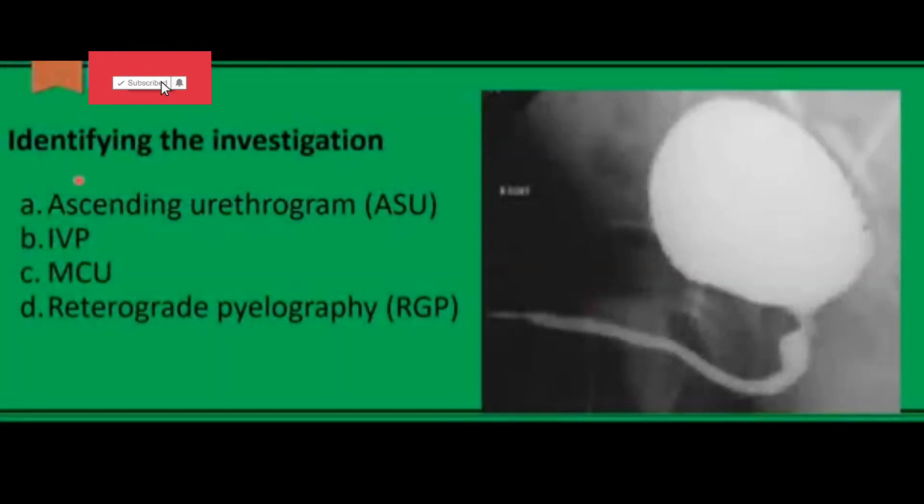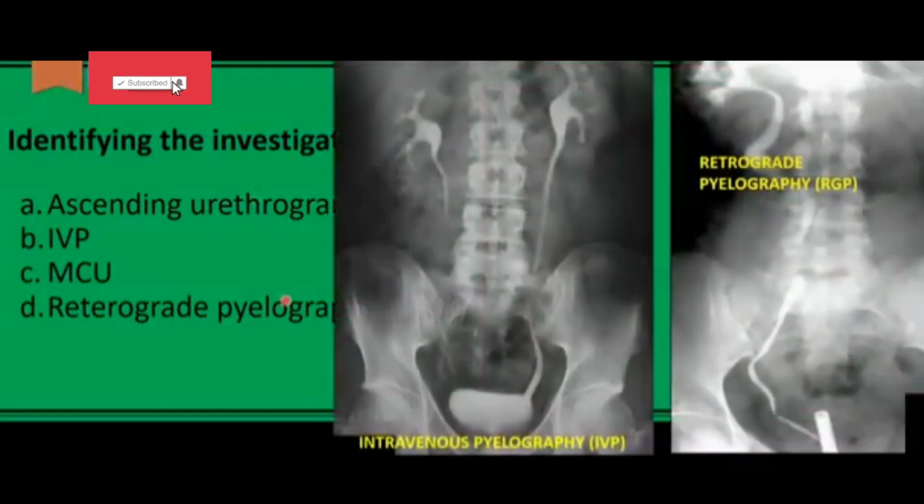So identifying the various investigations is a very important part. Let us see how these four investigations look like and how do we differentiate among these four. So coming to the first, that is the studies of the kidneys basically. So when you say kidneys, it's the pelvicalyceal system, so it is called pyelography. So intravenous pyelography or retrograde pyelography means we are basically concentrating on the kidneys.